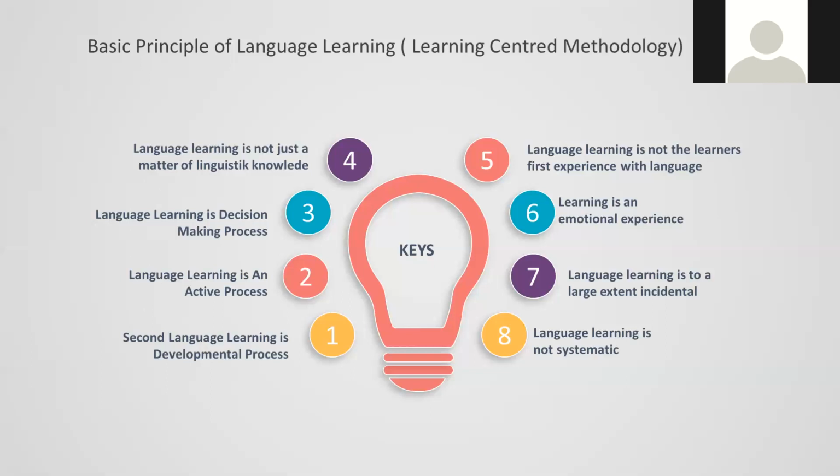Language processing activity is a collection of various information obtained from existing knowledge. Okay, the third point is that language learning is a decision-making process. As we know, in language learning, we must be willing to make decisions and accept the risk. And also, we need to accept the mistakes that come with the learning process itself.